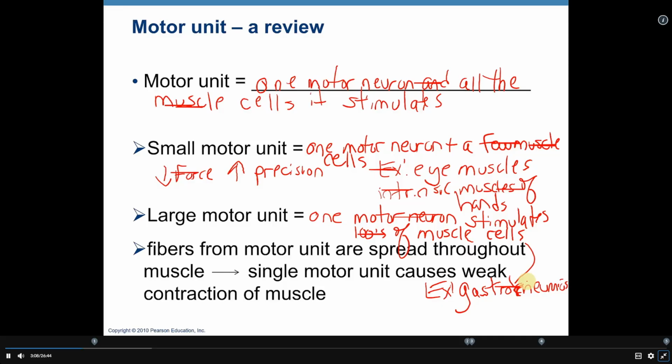So what you get with large motor units is you get a lot of force because many muscle cells are contracting, but you don't get a lot of precision. That means you don't have a lot of control over these muscles. When you look at any one muscle, usually there are several motor units throughout the muscle. And when you only have a single motor unit contract, you get a very weak contraction.